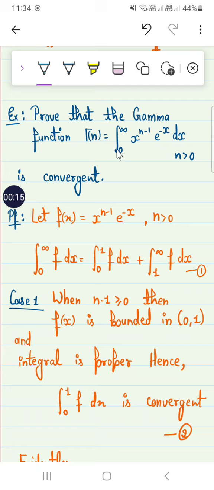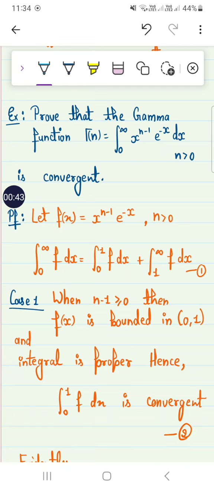Gamma n is equal to the integral from 0 to infinity of x to the power n minus 1 e to the power minus x dx. We will have to find out that it is convergent. How is it convergent? Taking the function, this is a product function and the limit is from 0 to infinity. So firstly we have to take the finite limit 0 to 1 and then 1 to infinity. Okay, split it up in this form.